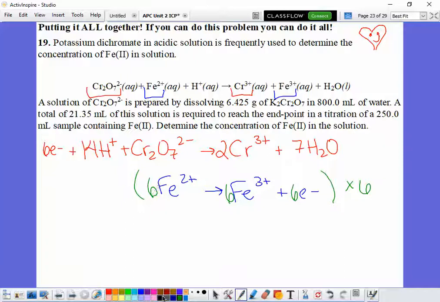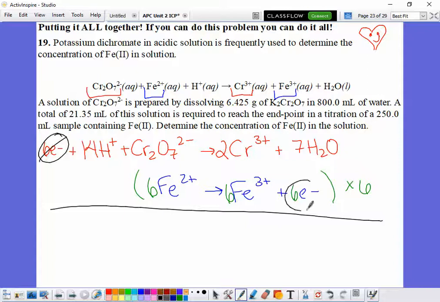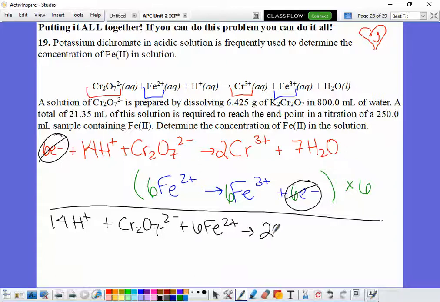And now I'm going to recombine. What's going to cancel? The electrons. Does anything else cancel? Nope. So 14H plus, Cr2O7 2 minus, plus 6Fe2 plus goes to 2Cr3 plus, 7H2O, plus 6Fe3 plus.